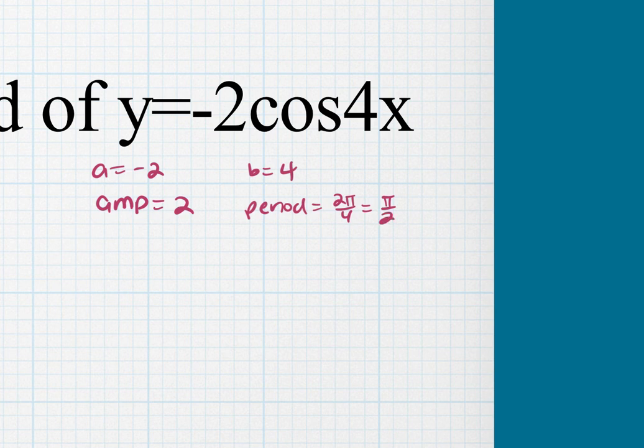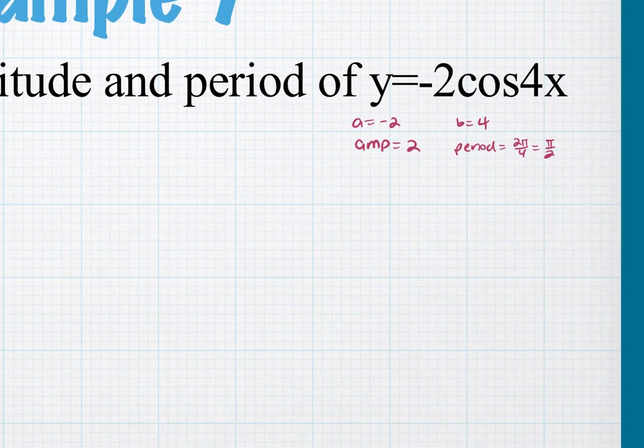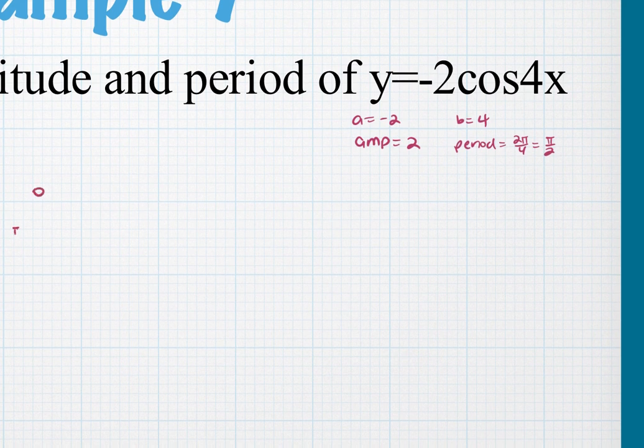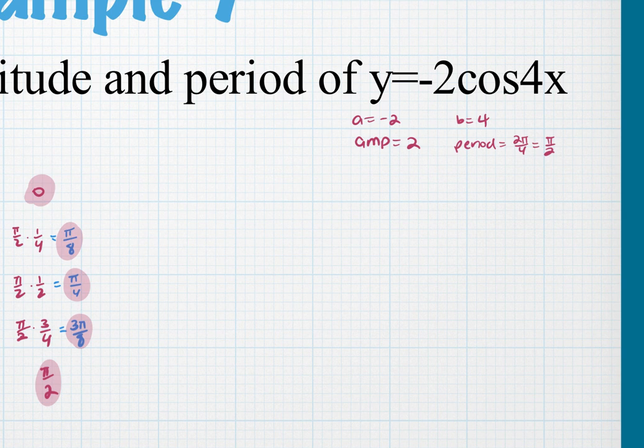Is there a phase shift? No, there's nothing adding or subtracting inside the parentheses. So now I'm going to find my key points. The first one's at 0. The next one is at pi over 2 times a fourth. Then pi over 2 times a half. Then pi over 2 times 3/4. And then pi over 2, or the period, is the last one. So pi over 8, pi over 4, 3 pi over 8. And these are my 5 key points.